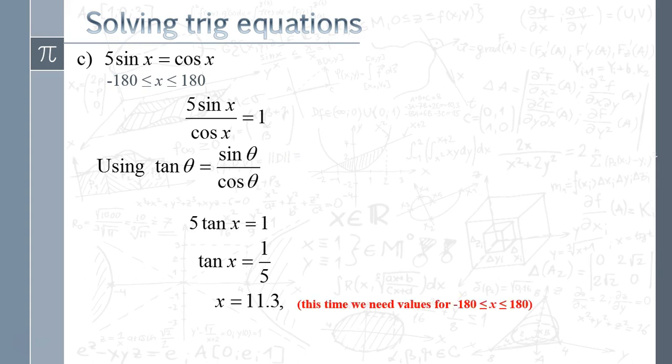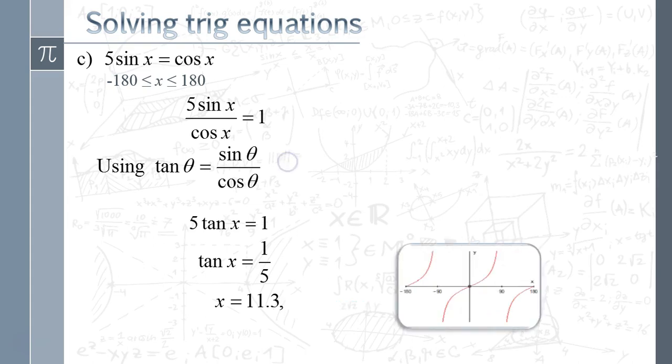Now, on the previous two examples, we needed values from 0 to 360, but this question is asking for values between minus 180 and positive 180. So let's have a look at what's going on. There's our tan curve, there's our original value, and you'll notice if we have a look up this way, there's no other values in between 0 and 180 that have a tan of 1/5.